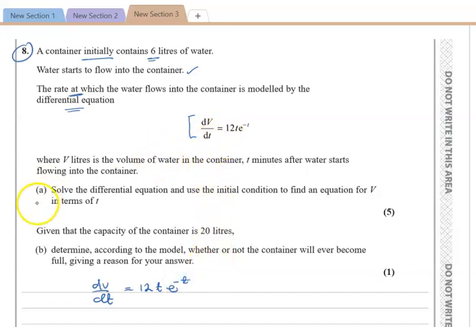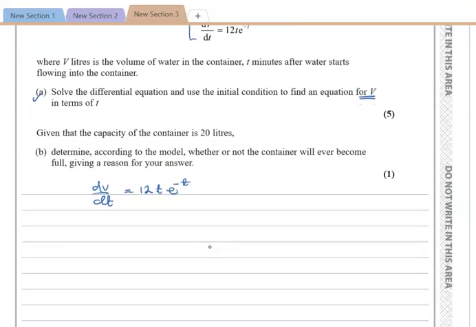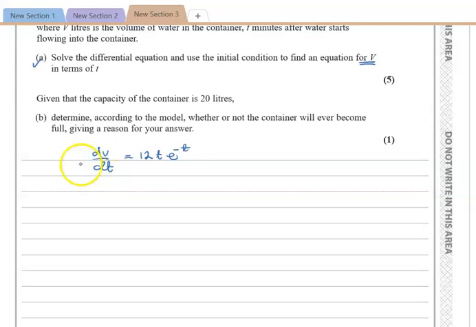What the question is asking us to do is to solve this differential equation and use the initial condition to find the equation for V in terms of t. The initial condition is that initially the container has 6 liters of water. All right, now let us see what we're going to do here. In order for us to solve the equation, we're going to separate variables.